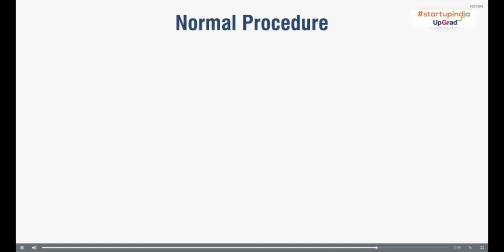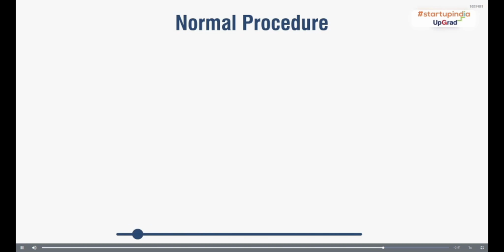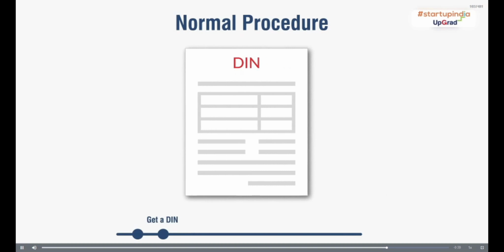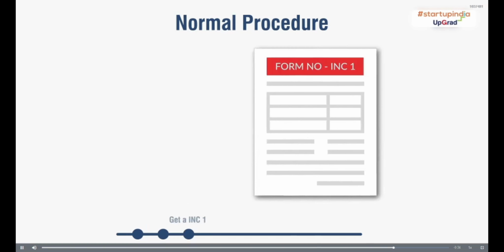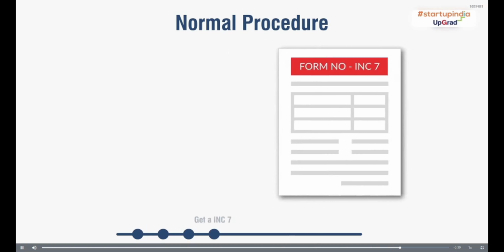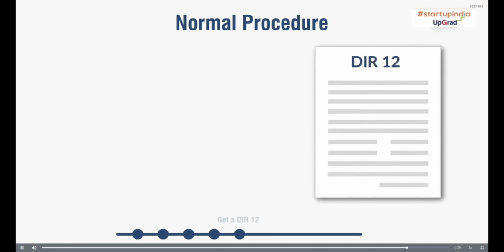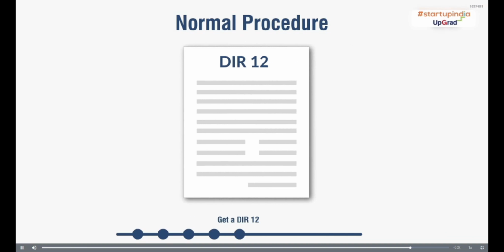Congratulations. Let's look at the process again. He first got a DSC from a certifying authority. He then got a DIN from www.mca.gov.in. Post that, he applied for INC 1, which is the name application form. Next, he filed for INC 7, which is for incorporation. And after that, he got DIR 12, which is for appointing directors.